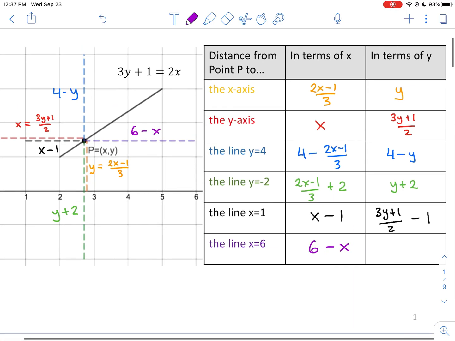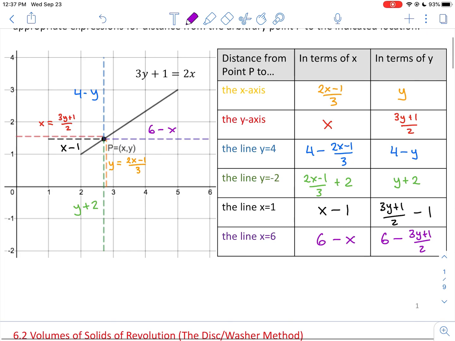And then, once again, to express this in terms of y, we just do 6 minus x, but change x to (3y plus 1) all over 2. Now, a second way you could think about this is imagine that we have a vertical line right here. This is at x equals 6. Then we have a vertical line through the point P that's at location arbitrary x.